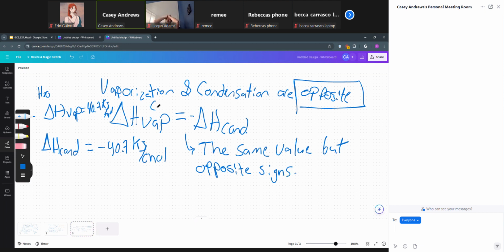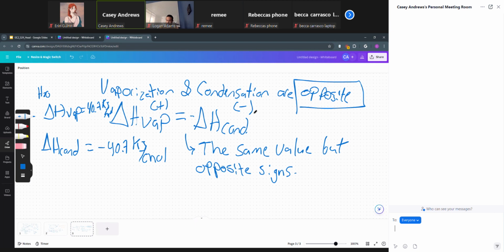Delta H vaporization is always positive. Delta H condensation is always a negative value. Which makes sense, right? Delta H vaporization, we say we put in heat, so that's why it's positive. And we said to condense something, we take heat out. That's why it's negative.